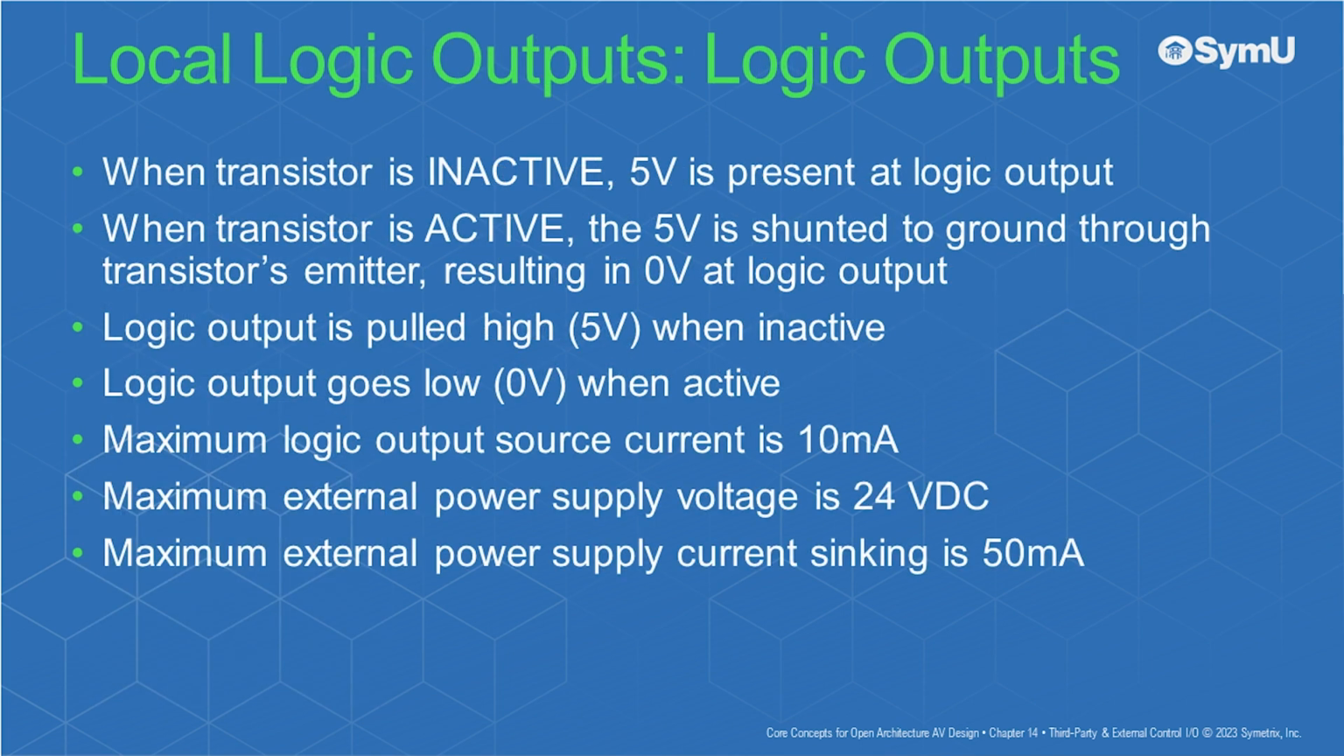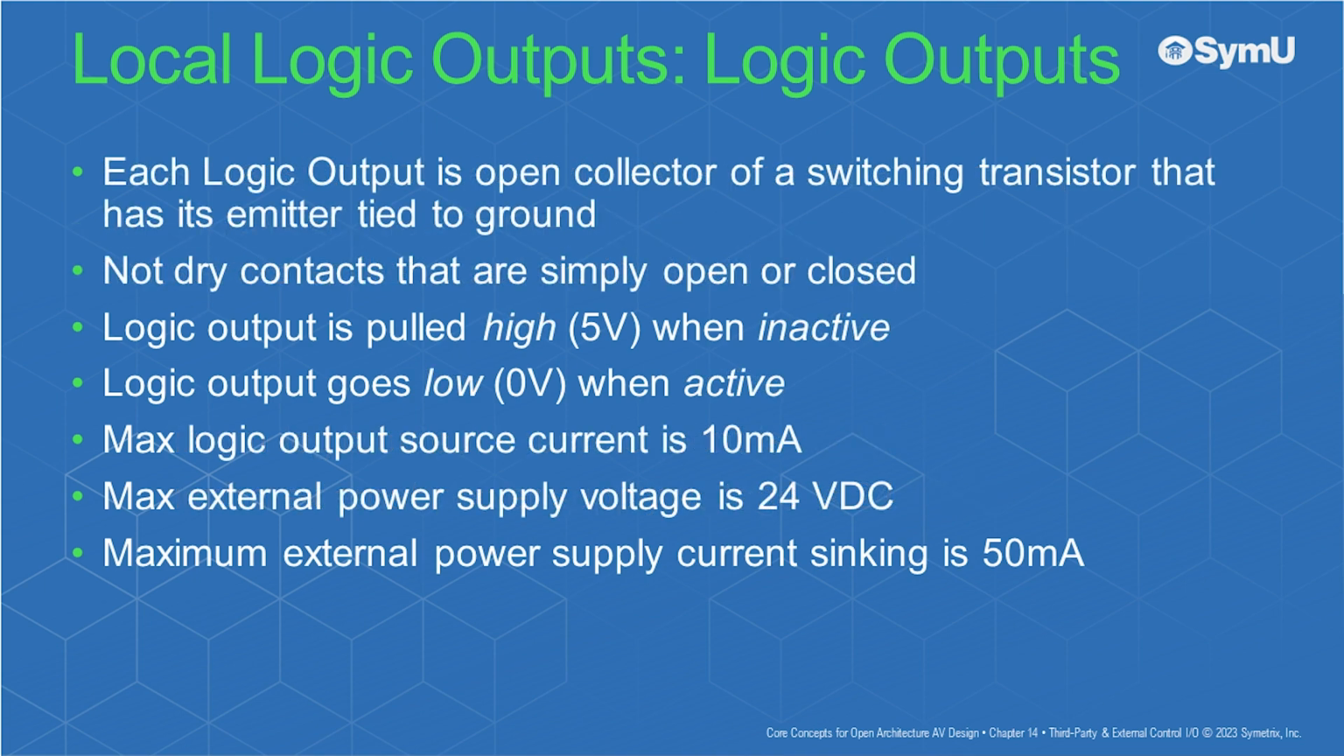When the transistor is inactive, 5 volts is present at the logic output. When the transistor is activated, the 5 volts is shunted to ground through the transistor's emitter, which results in 0 volts at the logic output. Each logic output is the open collector of a switching transistor that has its emitter tied to ground. This means that they are not dry contacts that are simply open or closed.